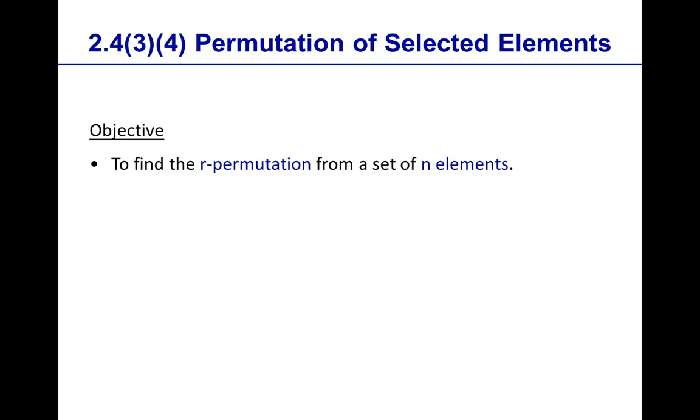In the previous section, given n elements, we looked for the number of permutations by arranging all n elements. However, in this section, we will learn to find the number of permutations of r elements only, r being smaller than n. That is to say, given n elements, we will only arrange r selected elements, not all the n elements.